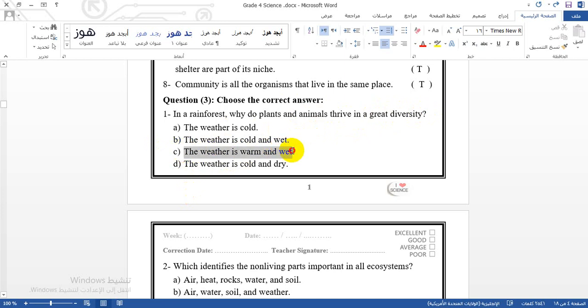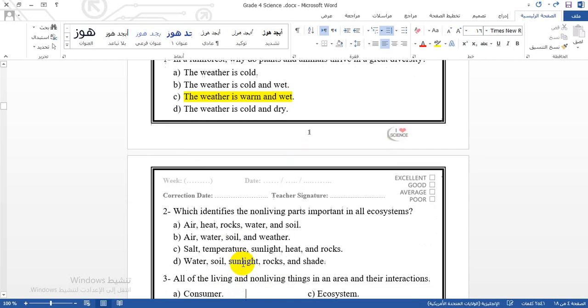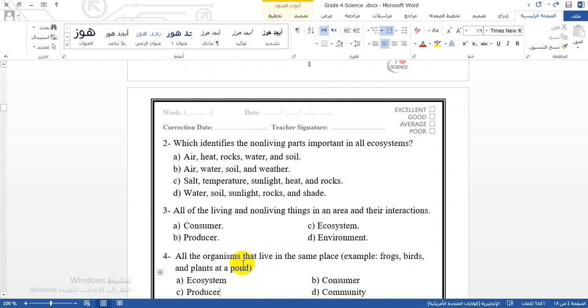Warm and wet means there are enough resources, food and water. For that reason I have to select this one. Let's go down now. Which identifies the non-living things important in all ecosystems? They give you so many choices, and you have to select the appropriate one. Air, heat, rocks, water, and soil. This is not true. Let's see. Air, water, soil, and weather.